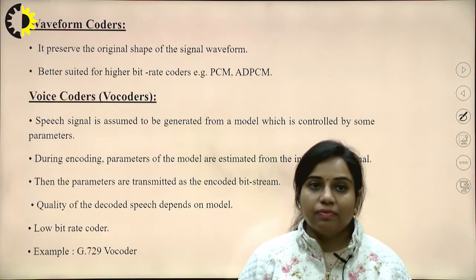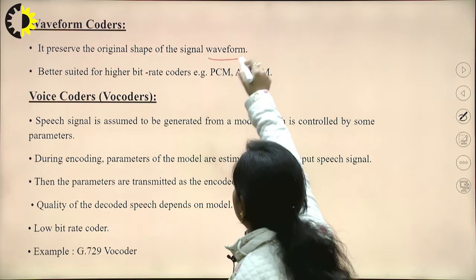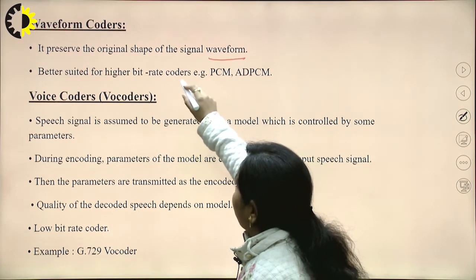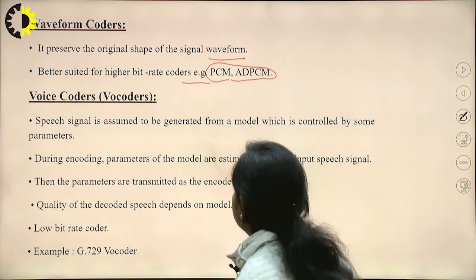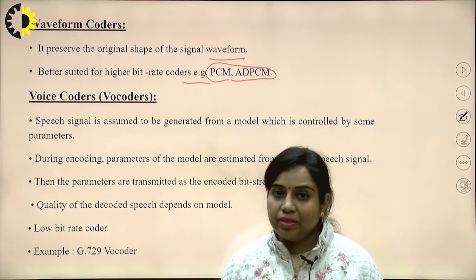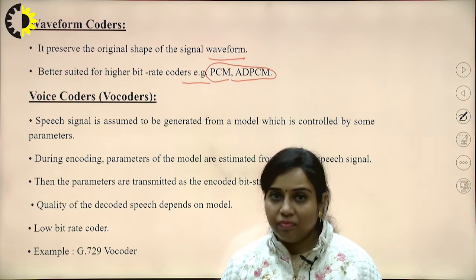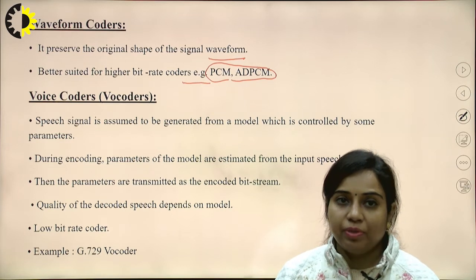Waveform coders preserve the original shape of the signal waveform and are better suited for higher bitrate coders, for example the PCM system and the ADPCM system. PCM is pulse code modulation, and ADPCM is adaptive differential pulse code modulation, which are used to generate the high bitrate coders.